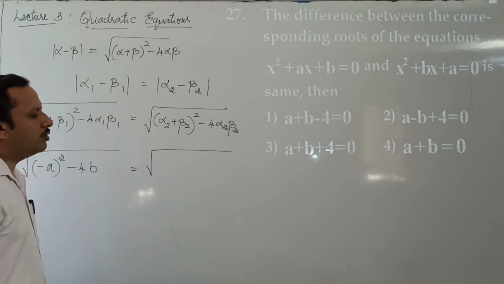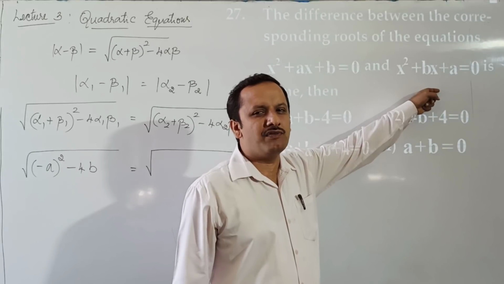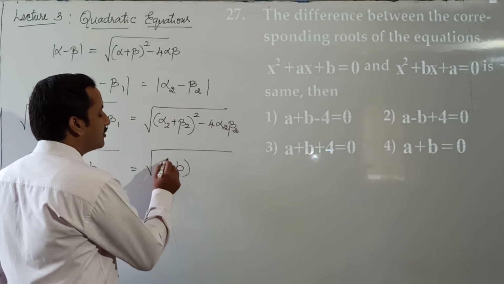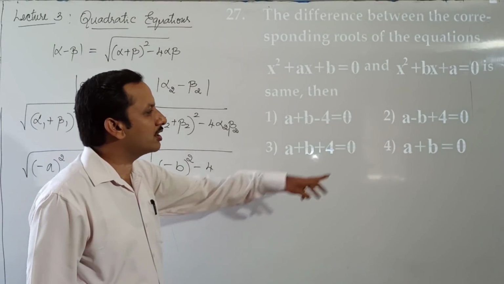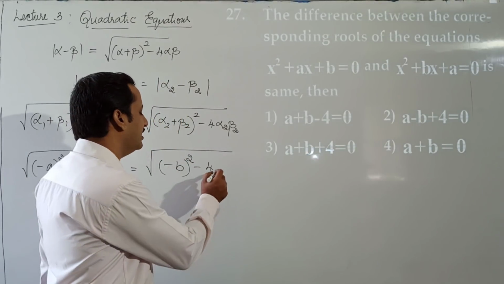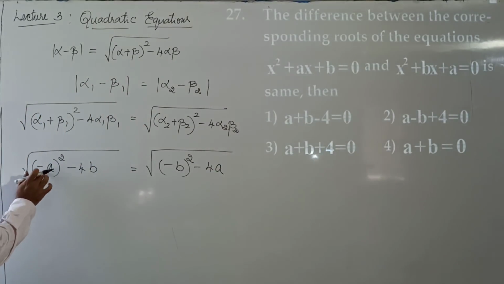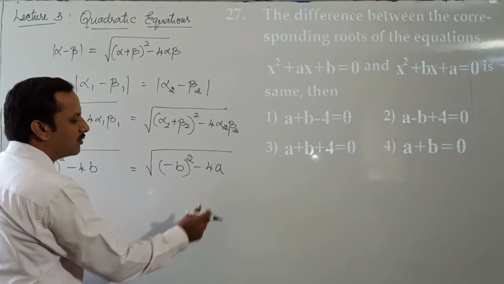root of alpha 2 plus beta 2, sum of the roots. Alpha 2 and beta 2 are the roots of this equation. Sum of the roots minus b by a, in this case minus b, whole square minus 4 into alpha 2 beta 2, product of the roots c by a, in this case b by 1, which is b. So this will be minus a whole square, that is a square. a square minus 4b is equal to root of b square minus 4a.